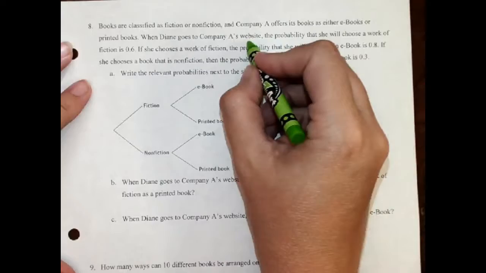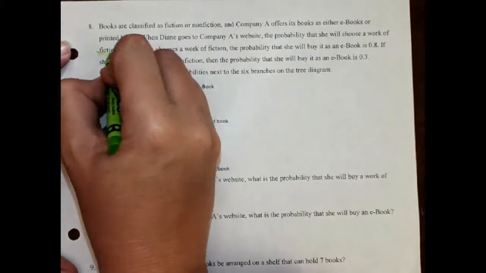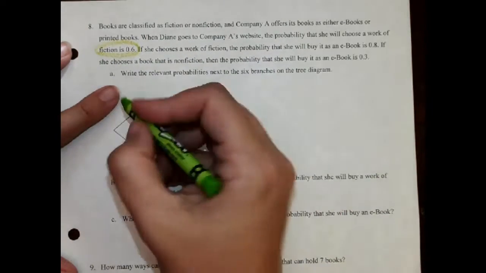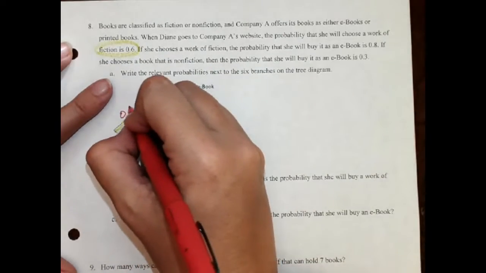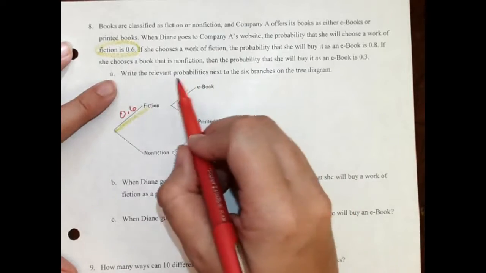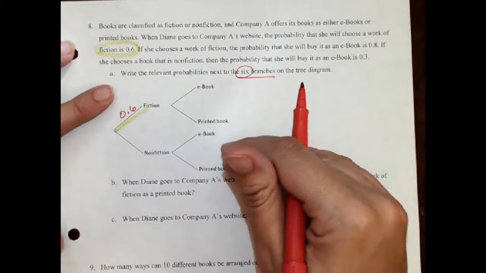if she goes to this company, the probability that she chooses a work of fiction is 0.6. Fiction is 0.6. So that's right here, fiction. So that's going to be the one that is 0.6. Now if I read this, it tells me that I need to write the probabilities on the 6 branches. So I need 6 numbers filled in here.